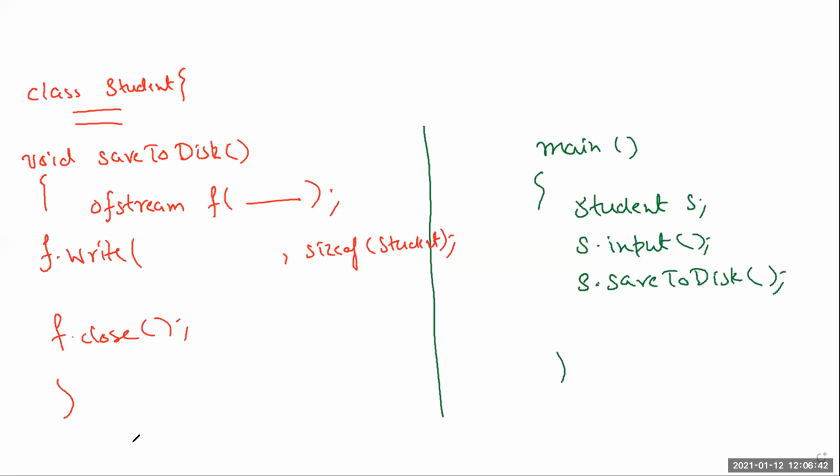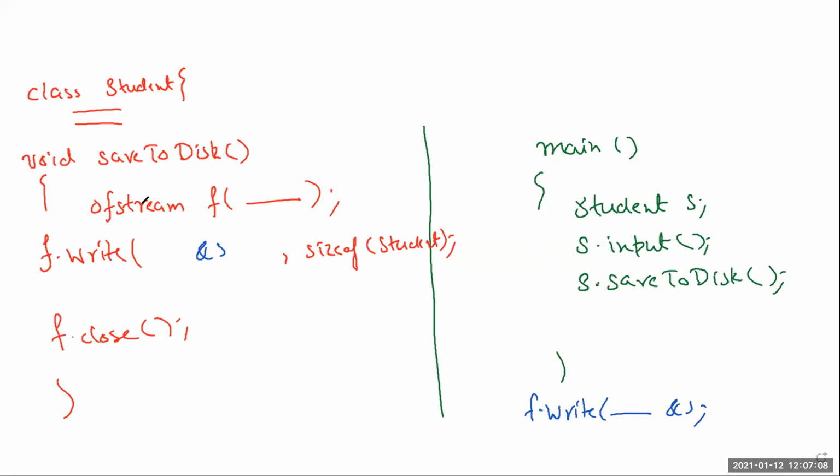But now we need to discuss what I will write in the first argument. If I'm doing it in the main, I will write f dot write, character pointer, and here I will write address of s, because I want to write s. But now here I cannot write address of s. Why? Because there is no s in this function. S is in the main. I don't have any student here.